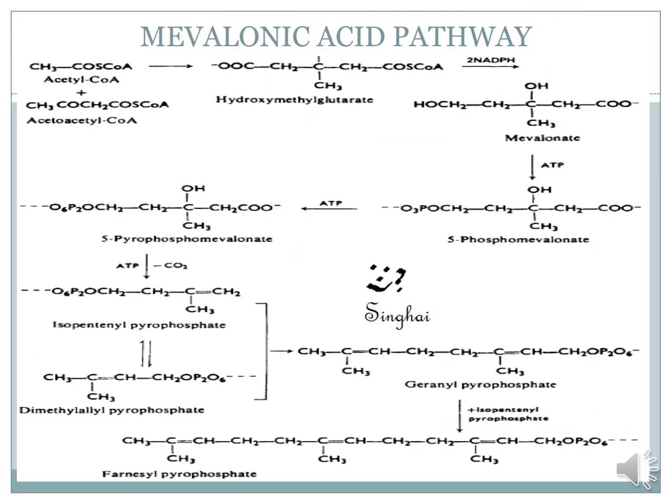Now we can see the mevalonic acid pathway. Again, as I told you, the pyruvates play an important role in acetyl coenzyme A. Here you can see acetyl coenzyme A and acetyl coenzyme A. Both units combine to form HMG, hydroxymethylglutarate. This then forms mevalonate.